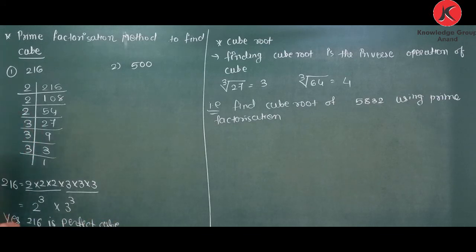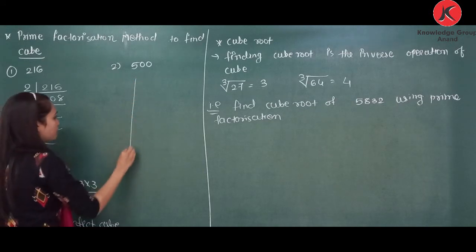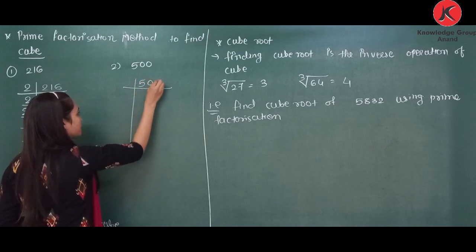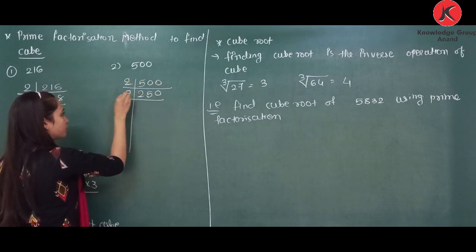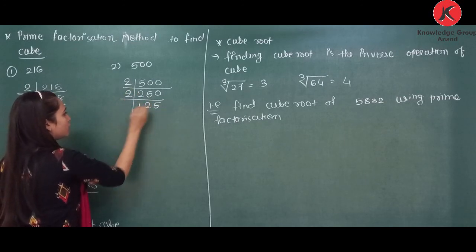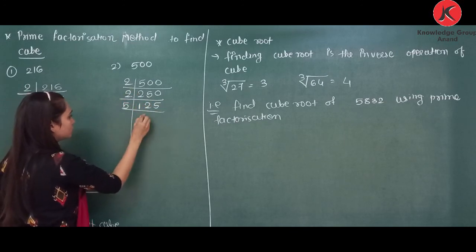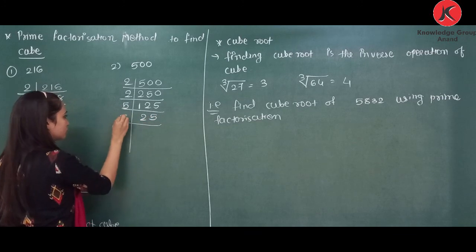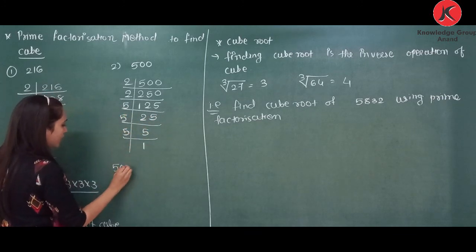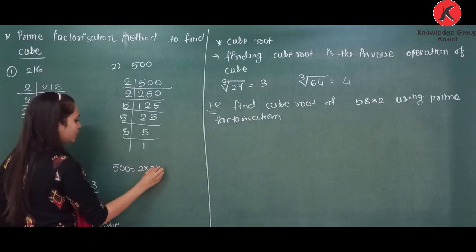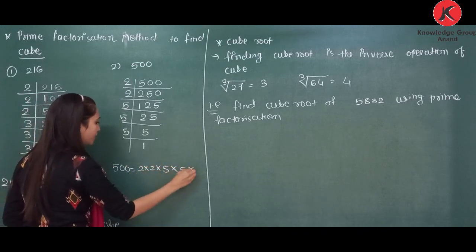Okay. Now next one, 500. We need to find whether 500 is a perfect cube or not using prime factorization. So find the prime factors of 500. So 2, 125, 5. So the factors of 500 are 2 multiply 2 multiply 5 multiply 5 multiply 5.